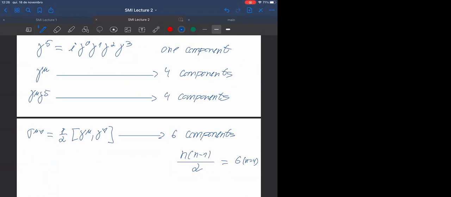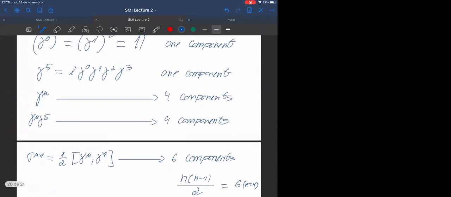Okay, but this is it. We cannot go beyond this. Let's say if you put products of more matrices, this is like a closed set. When you put products of more matrices, that's reducible. Let's say a reducible vector or a reducible representation.